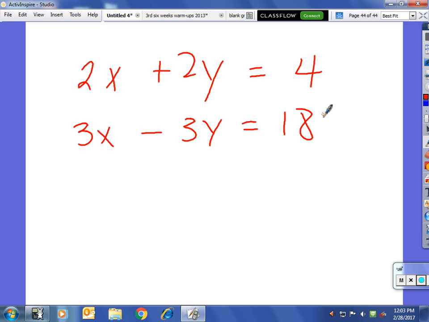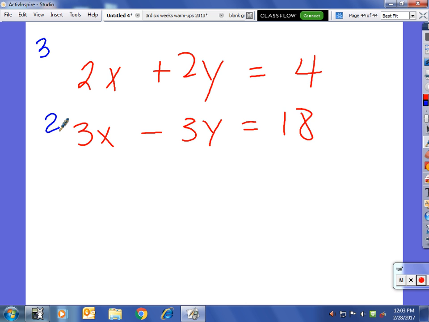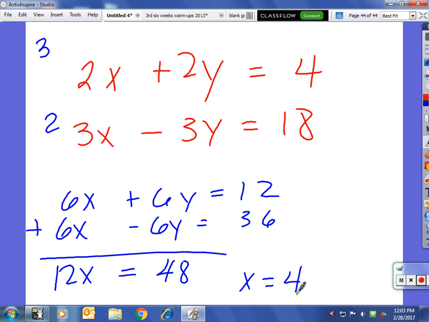Personally, what I would have done was multiply the top equation by 3 and the bottom by 2. That's personally what I would have chosen. 6x plus 6y equals 12. 6x minus 6y equals 36. The y's cancel right out. 12x equals 48, and I'm getting 4 for x.